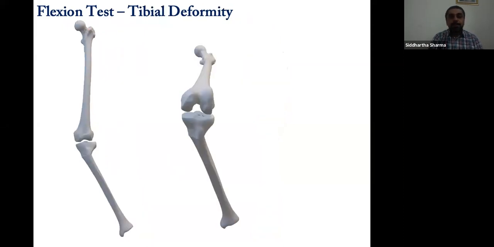Now let's see what happens when there is a tibial deformity. So here is a case where you have a tibial deformity. So in full extension, the deformity is apparent. When you flex the knee, because the deformity was in the tibia, it does not matter whether the tibia is articulating with the distal femur or the femoral condyle, the deformity is going to persist. The magnitude is going to remain the same as it was in full extension, right?